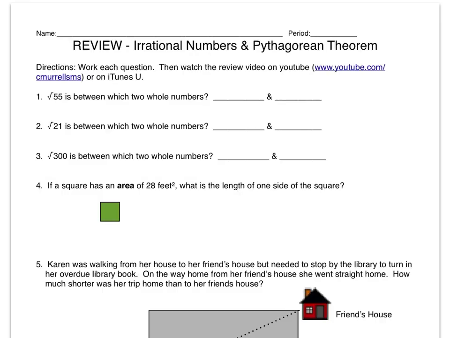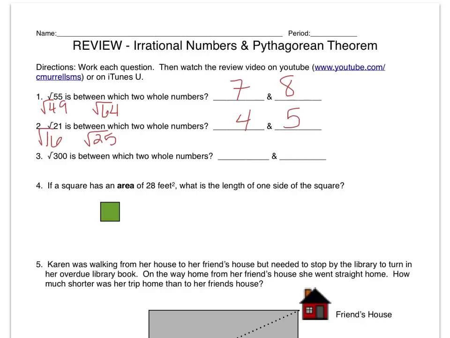So looking at the test review, number 1: the square root of 55 is between which two whole numbers? Well, we know that the square root of 55 is between the square root of 49 and the square root of 64. So the square root of 49 is 7 and the square root of 64 is 8. Next one, square root of 21. It's between the square root of 16 and the square root of 25, which is between 4 and 5.